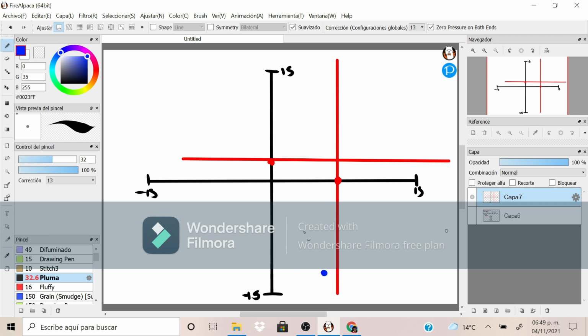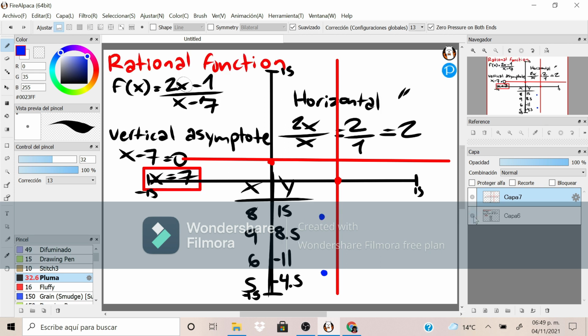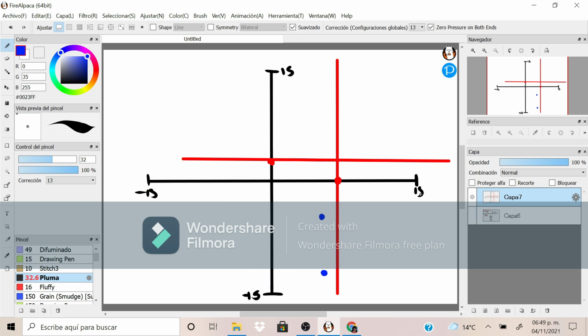Here, because it's an 11. Here, because it's an 8. Here, because it's an 8. Here, because it's a 2. And this is pretty much the points we got. So all we gotta do now is put them together. Sorry, we already have the lines together.